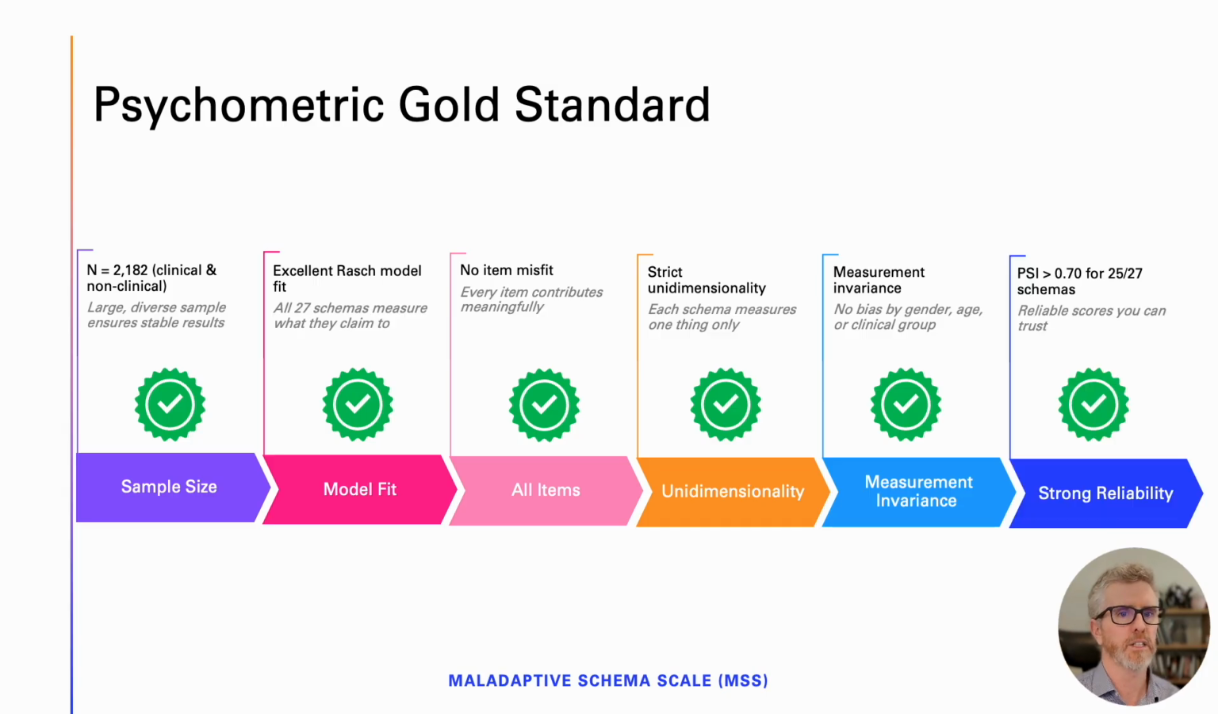And finally, strong reliability. PSI, that's Person Separation Index, above 0.7 for 25 of our 27 schemas. You can trust these scores, they're consistent and dependable. Now I know that's a bit technical, but here's the bottom line. This is the only schema measure to achieve this level of psychometric rigor, and that matters because when you're making clinical decisions, you want to know the tool you're using actually works.